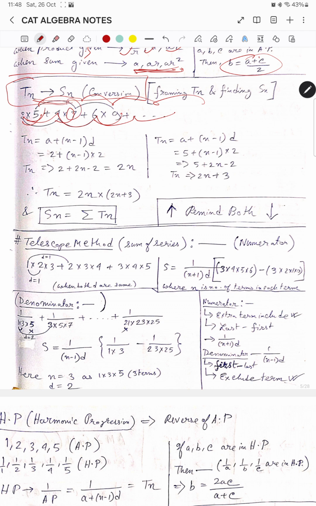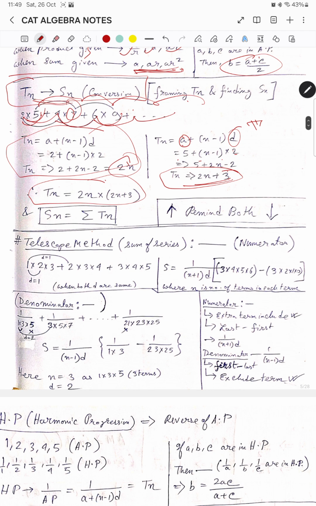So for 2, 4, 6, the Tn is 2n. And when you take 5, 7, 9, a equals 5, n minus 1 into d, with d equals 2. This is in the form of 2n plus 3. So Tn was 2n into 2n plus 3. Sn is sigma of Tn. This is just the conventional method. You find the nth term of the series, apply summation, then you find Sn.